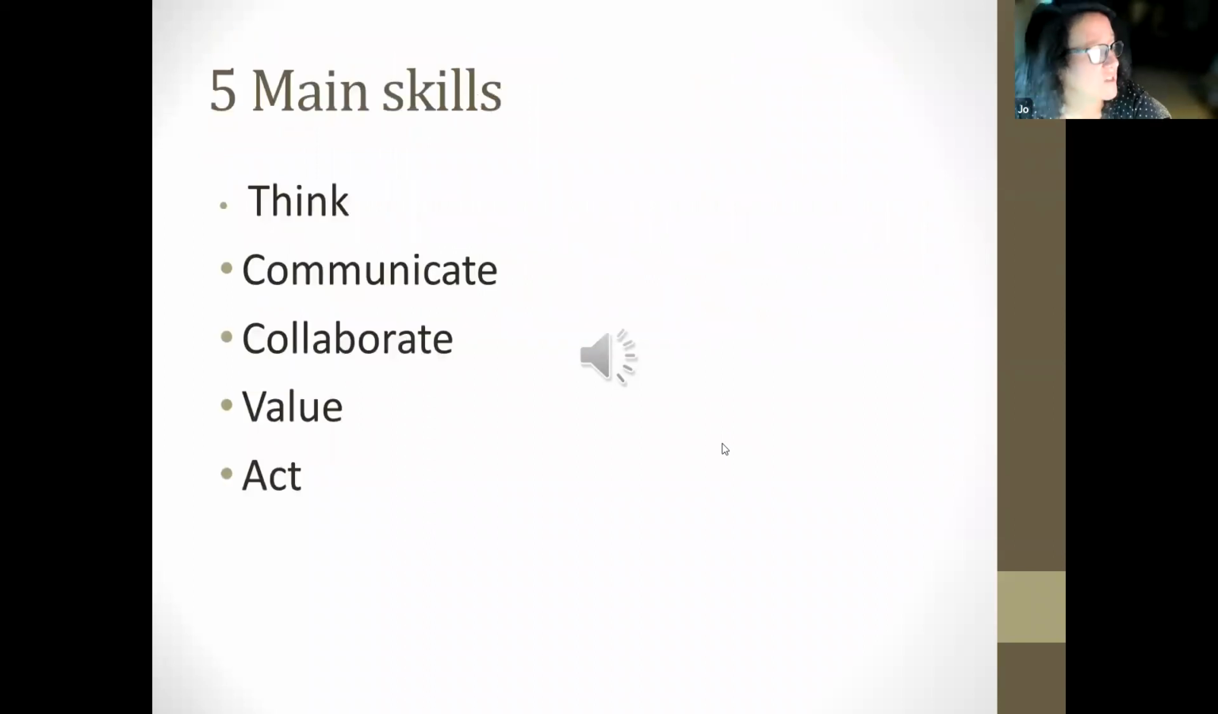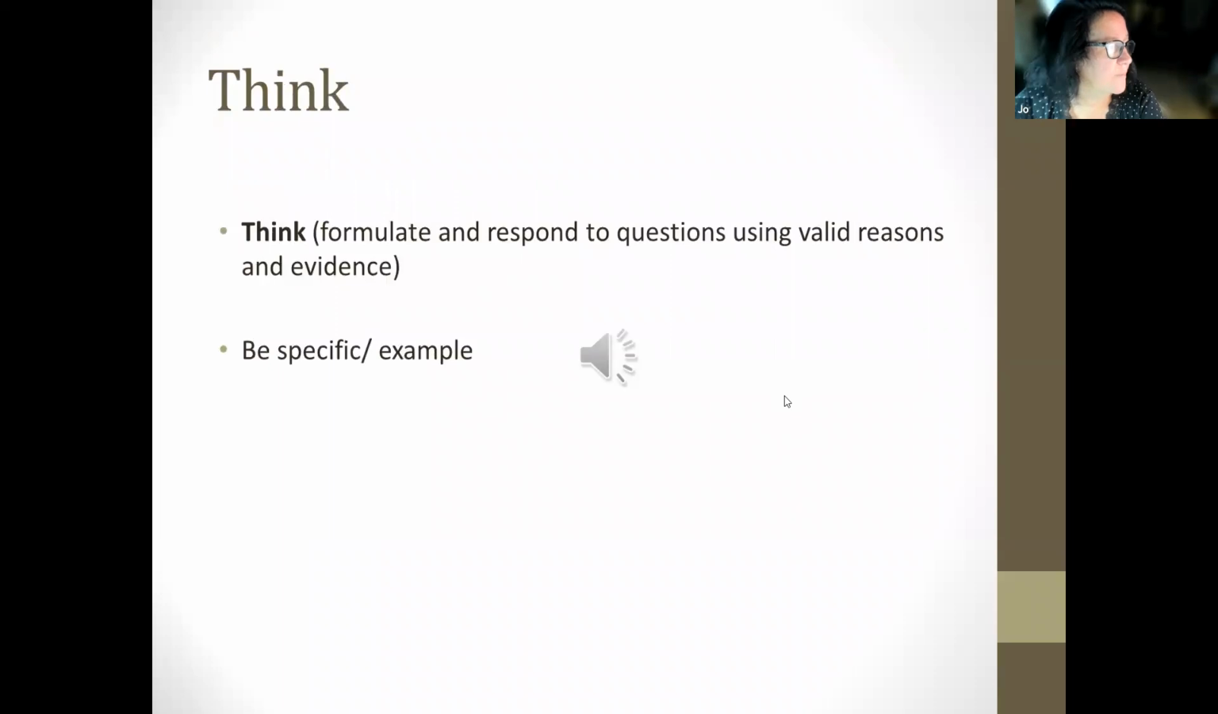So the 5 main skills, once again: think, communicate, collaborate, value, and act. So let's talk about those for a minute. Think: how have you responded to questions? How have you used critical thinking, not only in your own life, but in your nursing practice? And try to give examples. I always think examples really exemplify what you're trying to accomplish, and they illustrate such important concepts.